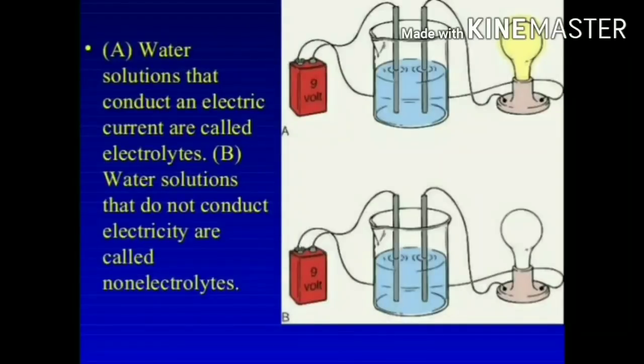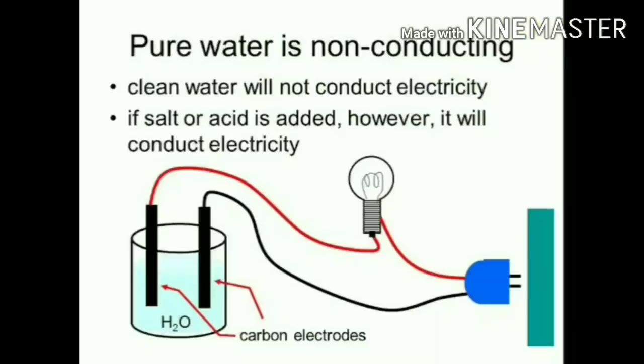In tap water, there are mineral salts dissolved, so it will easily conduct electric current. So tap water is an electrolyte, whereas distilled water is clear, purified water, which does not conduct electricity. So distilled water will come under non-electrolytes. Distilled water or pure water is non-conducting. The clean water will not conduct electricity.